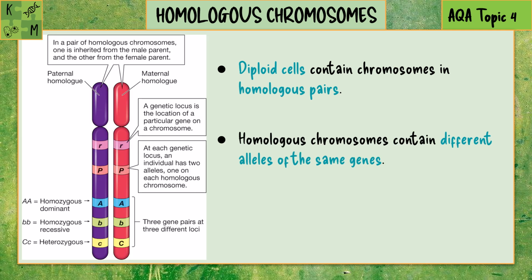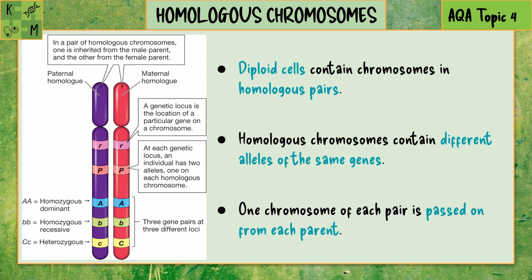So on this diagram, we can see that each chromosome of the pair have the same genes at each locus, identified by the letters. However, at each locus we may find a different allele of those genes, shown by either an uppercase letter or a lowercase letter. One chromosome of each pair is passed on to a new individual from each parent via the gametes. We refer to these as the maternal and paternal chromosomes.